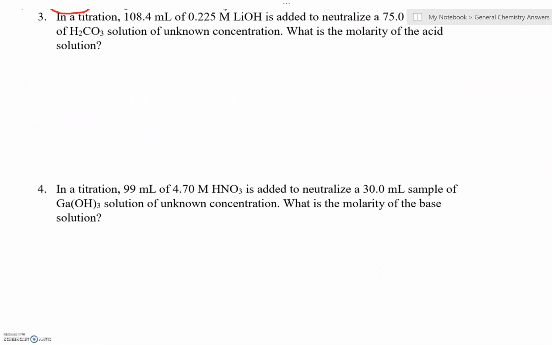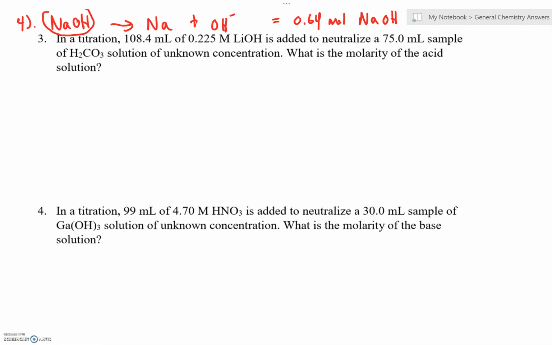Here's number 3, and this is a full Monty, all the way from step 1 to 5 problem. So here we go. We have a known of 0.225 molar lithium hydroxide. We have an unknown of carbonic acid.